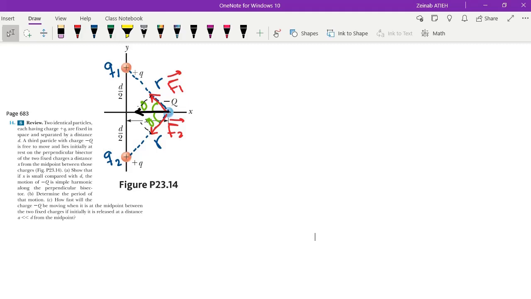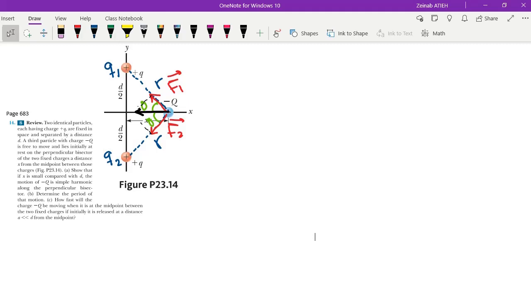A, show that if x is small compared with d, so he's giving me that x is much smaller than d, the motion of minus q is simple harmonic along the perpendicular bisector, which is for sure the x-axis. So he's asking me to prove that the motion of the charge minus q is simple harmonic motion. We're not responsible for this type of motion, especially simple harmonic motion. We're only responsible for accelerated motion, decelerated motion, and uniform motion, and we are responsible for that in mechanics and not in this course.